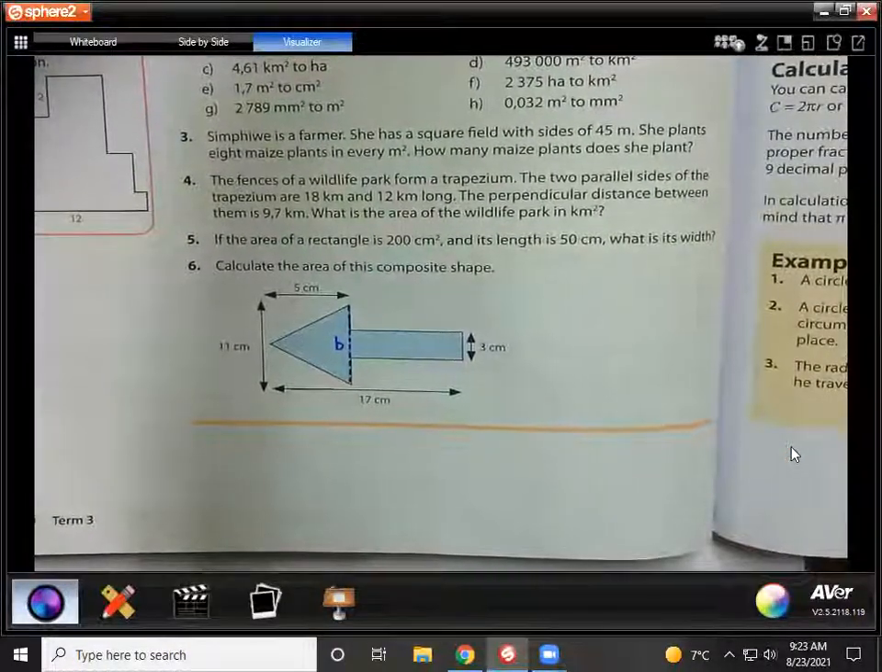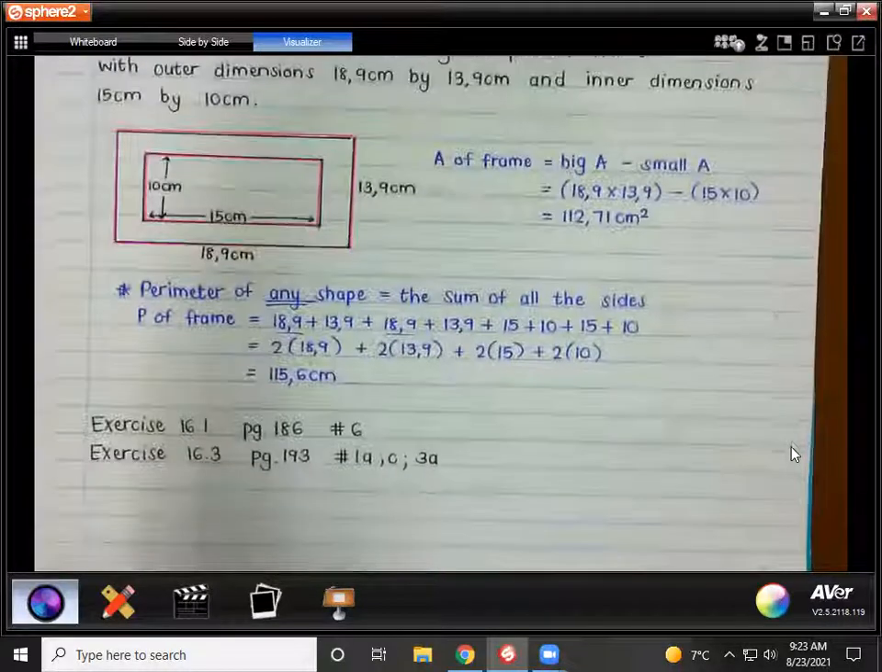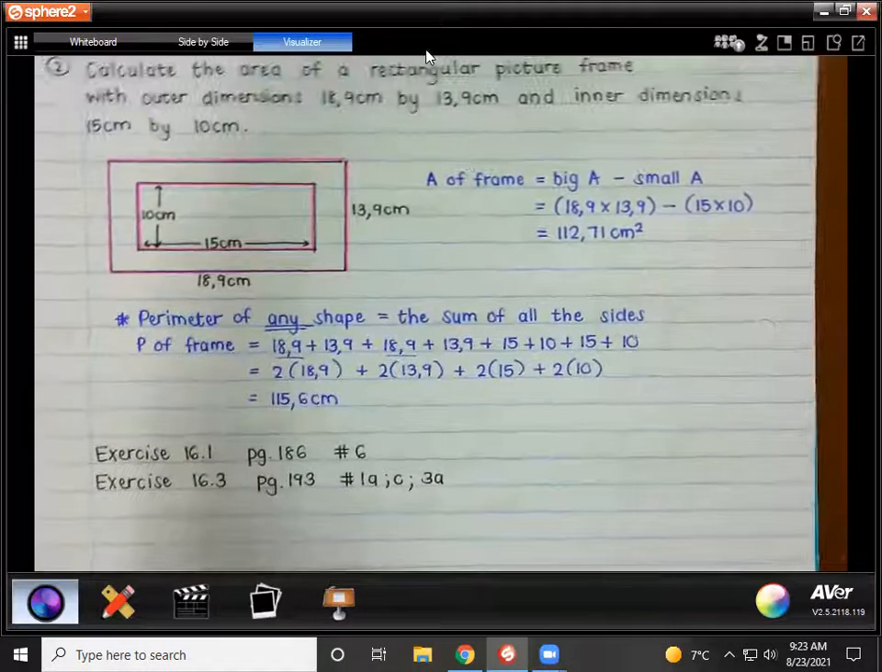Okay, there is number 6, and then after that you're doing 16.3, 1A and C, and 3A. Okay, you can listen to music if you want, guys. There are only 7 minutes left.